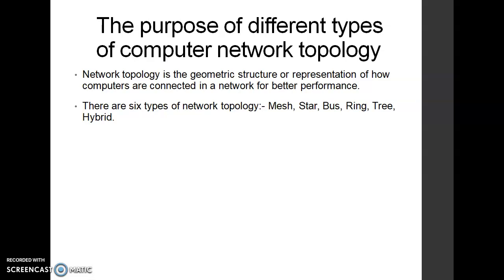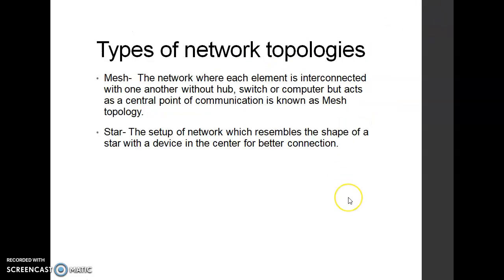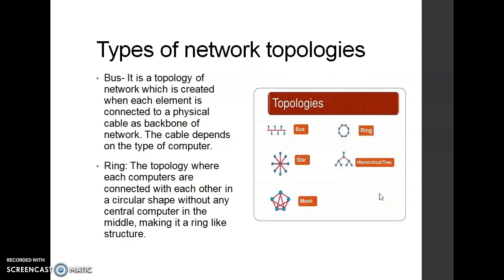Network topology is the geometric structure representing how computers are connected in a network for better performance. There are 6 types of network topology: mesh, star, bus, ring, tree and hybrid. Mesh: the network where each element is interconnected with one another, without a hub or switch or computer acting as a center point of communication, is known as mesh topology. Star: the setup of a network which resembles the shape of a star with a device in the center for better connection.